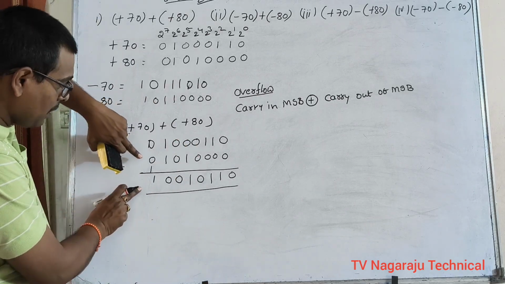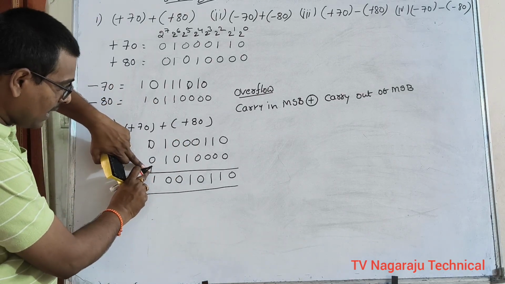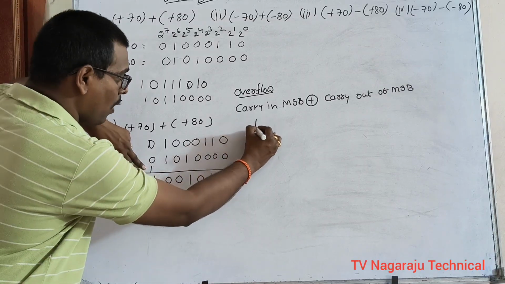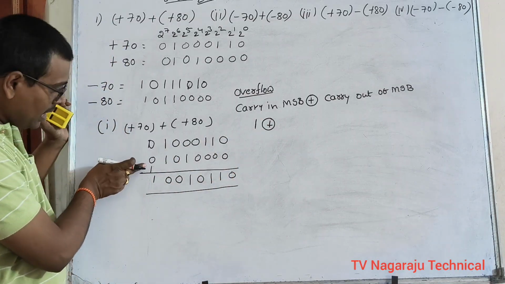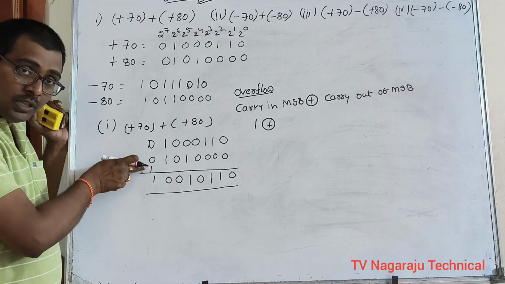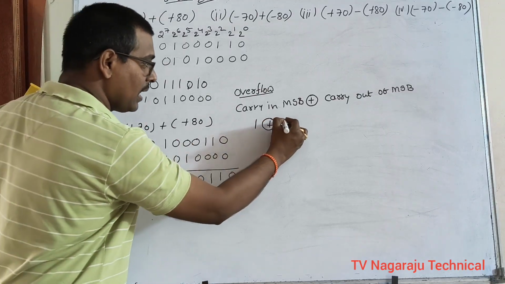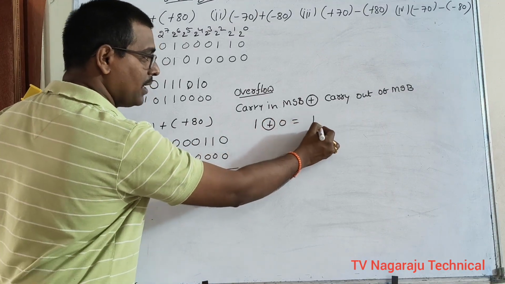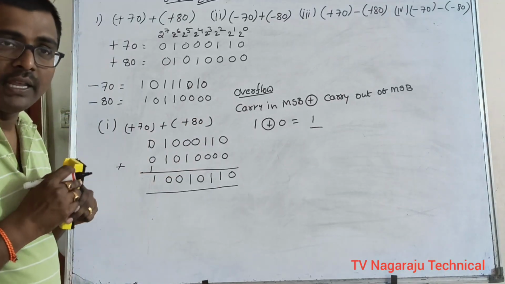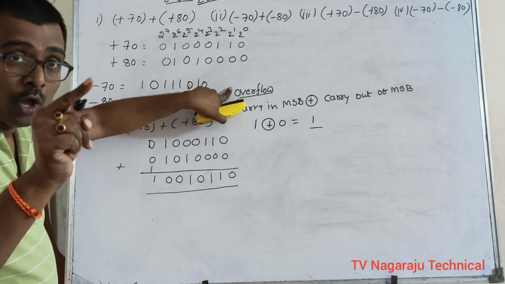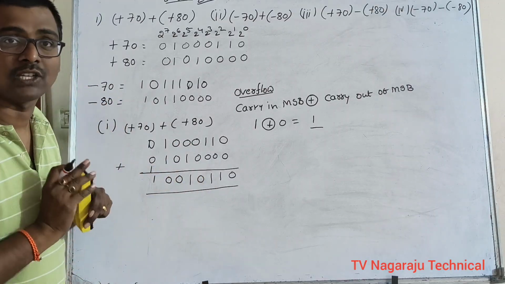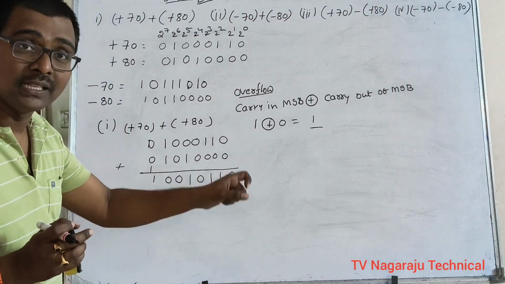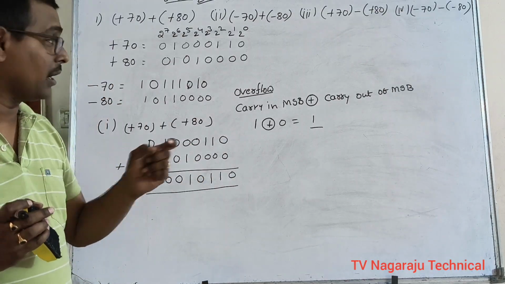Now this is the MSB bit. What is the carry into the MSB bit? 1. XOR with what is the carry out of the MSB? From this we are not getting any carry, 0. So we are getting 1. Whenever we are getting a 1, it means overflow. Overflow means the result is not correct.